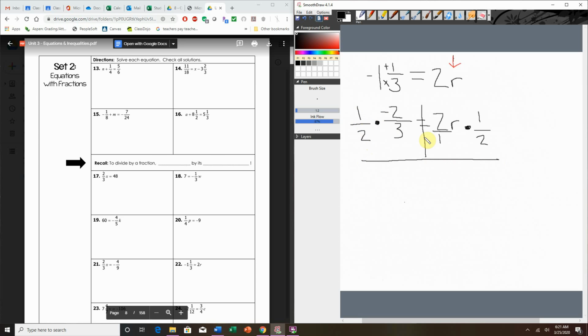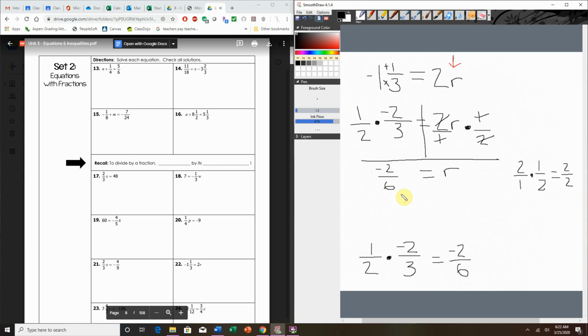Okay? So now we know 2 over 1 times 1 over 2. 2 times 1 would give us 2. 2 times 1 would give us 2. And that's how we can see this is going to cancel out. So we're just going to be left with r, and then we're going to do our fraction multiplication down here. Okay, so we have 1 times -2. That's going to give us -2. And 2 times 3 is going to give us 6. So our final answer is going to be -2 over 6.